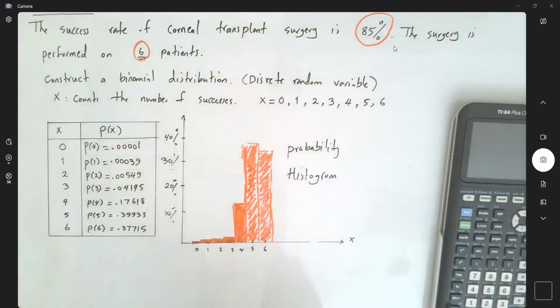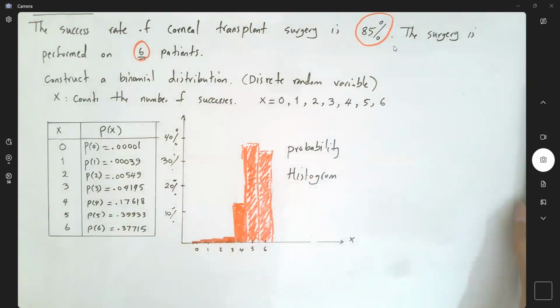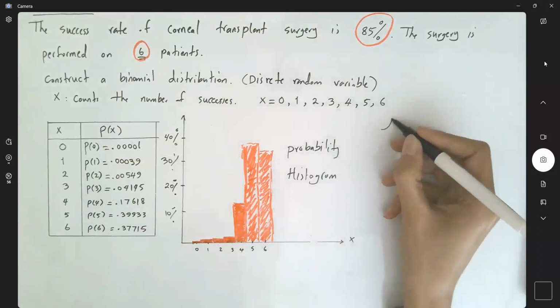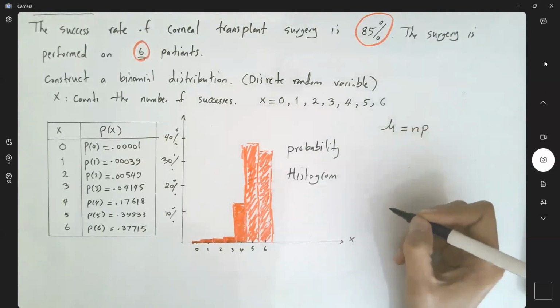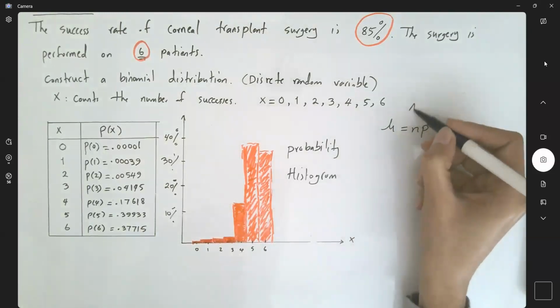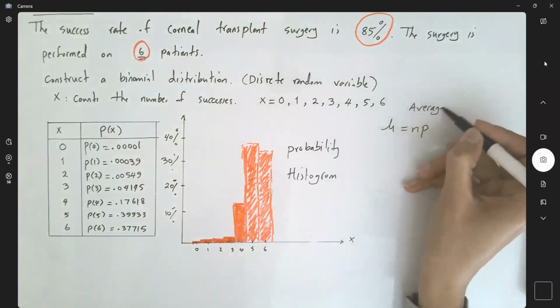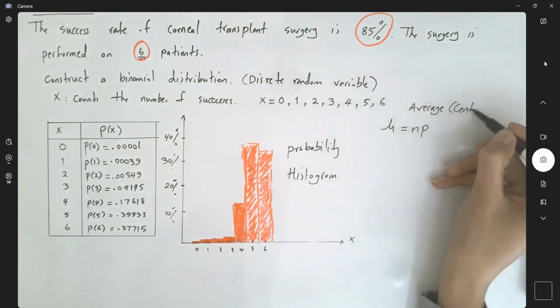We can look at the graph and try to analyze the graph, but we need some numerical values. So to find the average or expected value in this case, you're going to follow the formula mu equals n times p. This gives me the average or the center of the data.